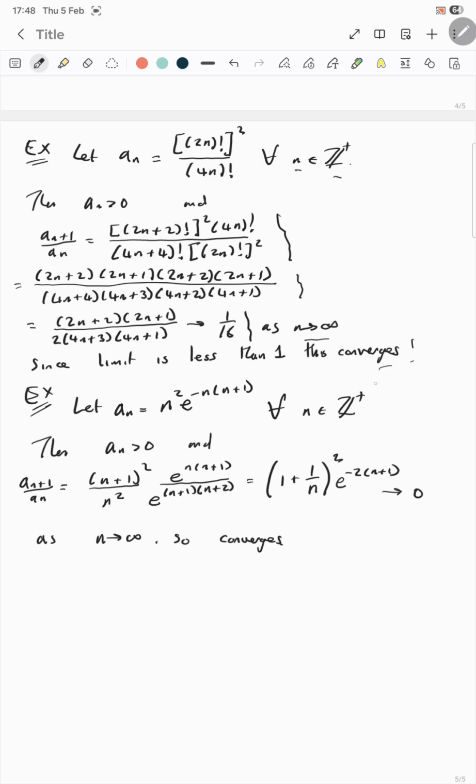Now a final example, a of n equals n squared times e to the minus n, for all n contained in our positive integers. Then a of n goes to 0 and a of n plus 1 over a of n equals n plus 1 squared over n squared times this term here. Once we've whacked in our exponentials, then we get 1 plus 1 over n squared multiplied by e to the minus 1, which goes to e to the minus 1 as n goes to infinity. So this converges, and that's infinite series.